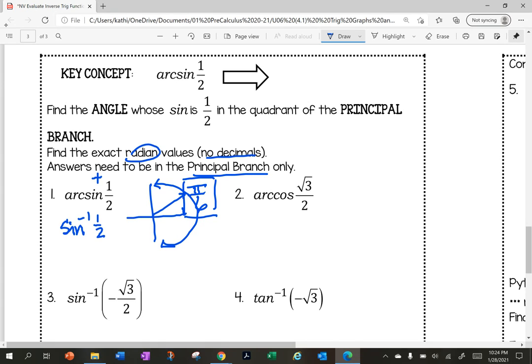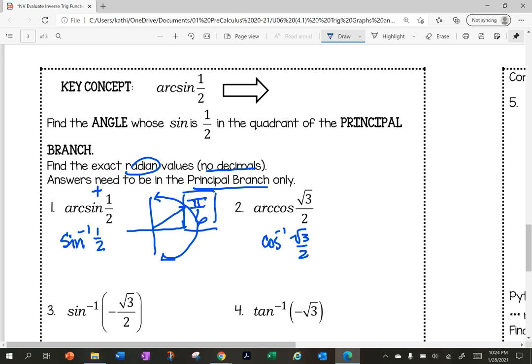What's the arc cosine of square root of 3 over 2? This is also saying, what is the cosine inverse of square root of 3 over 2? So what angle in the principal branch? For cosine, the two quadrants we're talking about are the first and the second. Since I'm positive, x is positive in the first quadrant, so I know I must be in this quadrant here. Cosine is the x-coordinate, and the x-coordinate is the square root of 3 over 2 at pi over 6.